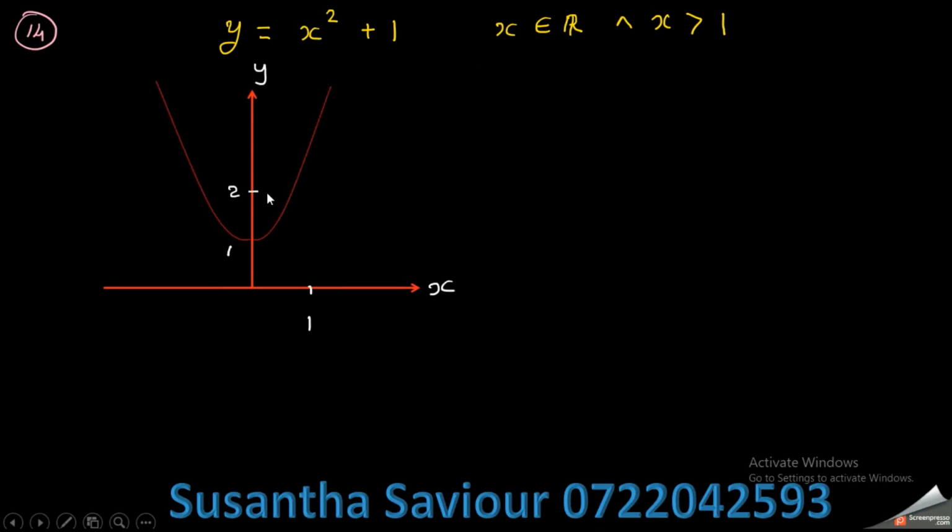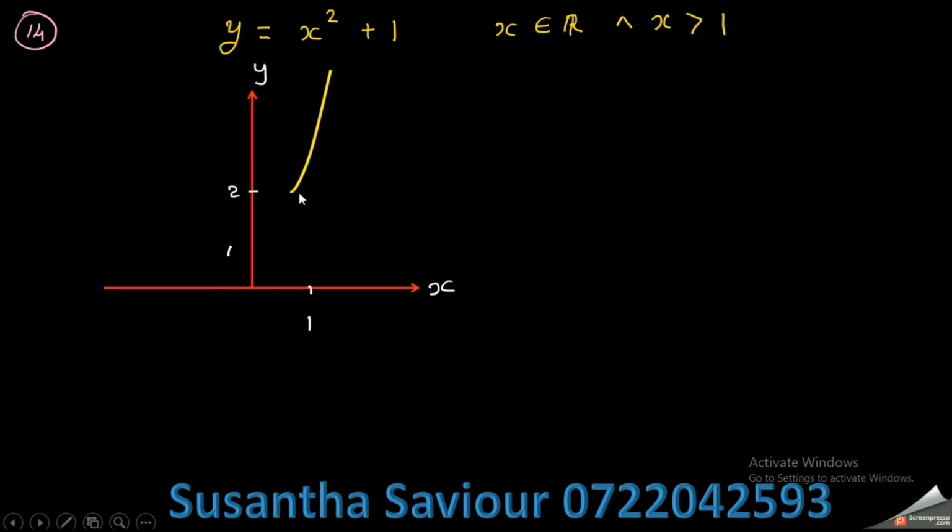This is the curve with y equals x squared plus 1 and x belongs to R. But this is not the thing we need actually. We need from this point upward, right? This is our function now. So we can take that. So this is our function.